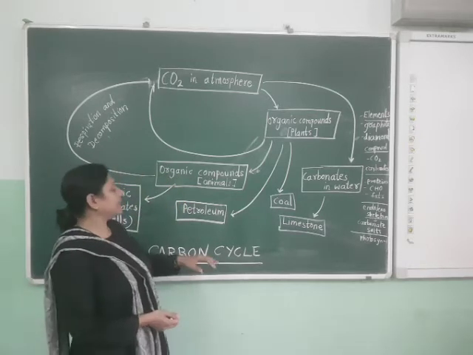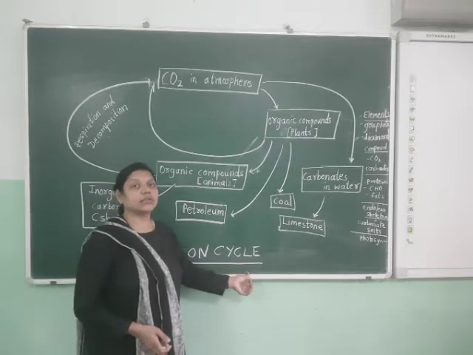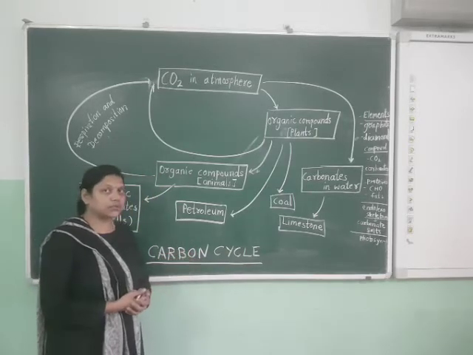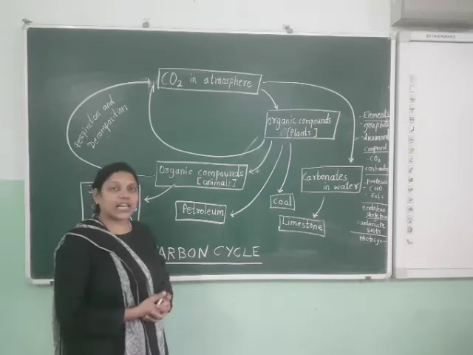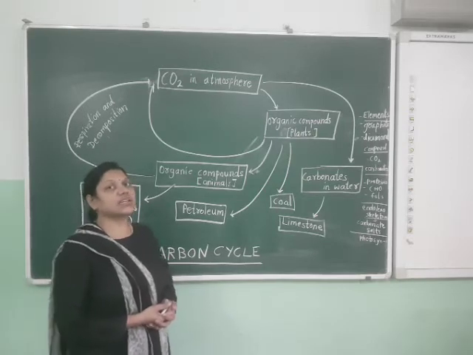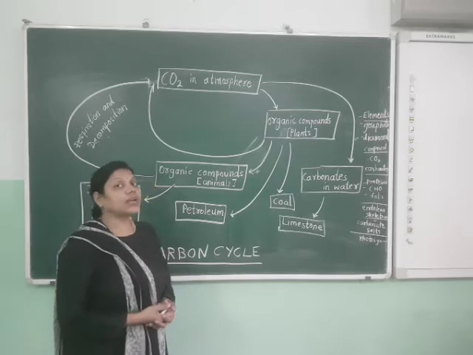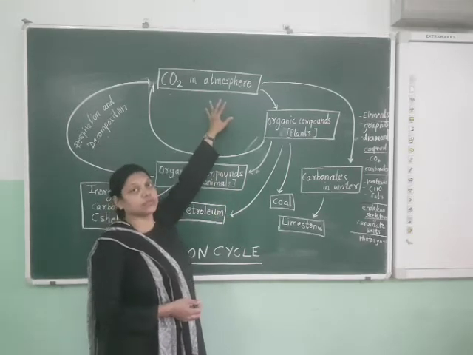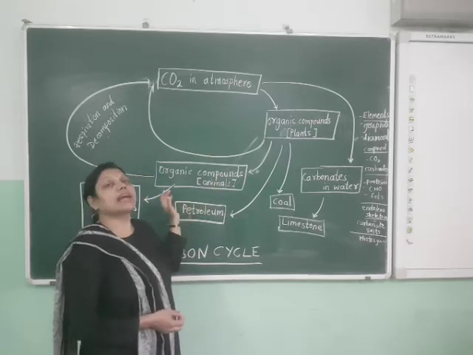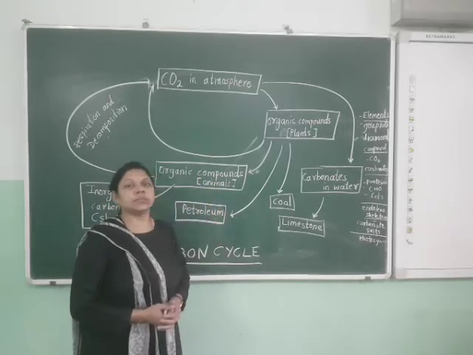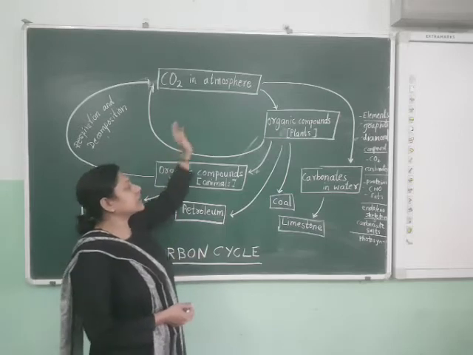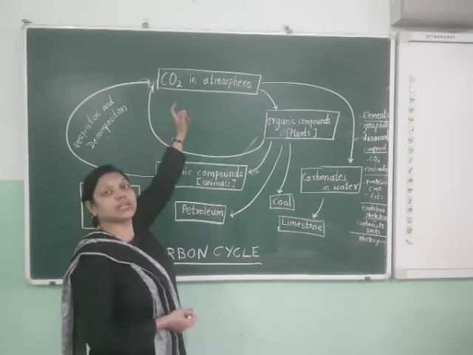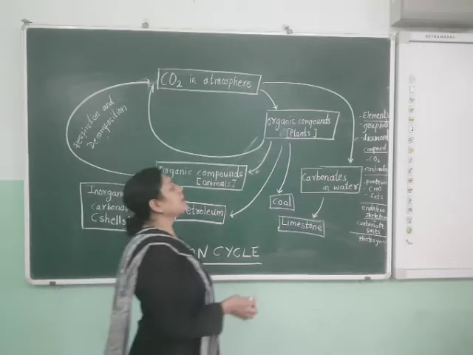Today we will be learning about the carbon cycle. Now, when we talk about carbon, we find it in the elemental stage as well as in compound form. Let us see how carbon that is found in the atmosphere is used by different plants and animals, how it constitutes its use, and then how it forms the carbon cycle.